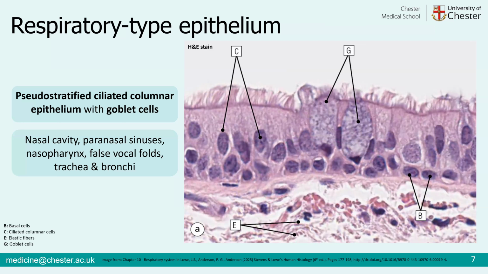And as I said, we'll see this throughout many of the different parts of the respiratory tract. Not all of it, and there will be some little patches as we go along where we see a different type of epithelium for particular reasons. But we'll see this respiratory type epithelium in the large majority of the nasal cavity, at least the paranasal sinuses and nasopharynx, false vocal folds, trachea, and bronchi. And then as we get into the bronchioles, it does transition to a different type of epithelium.